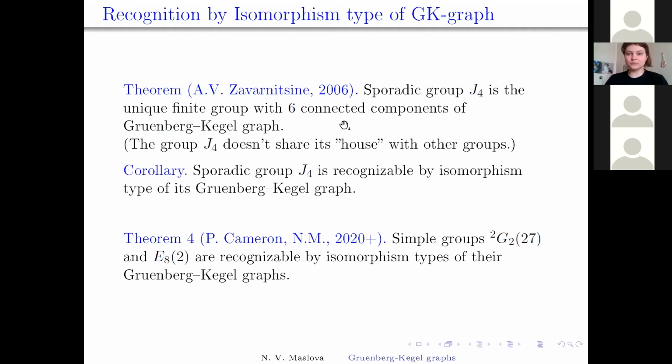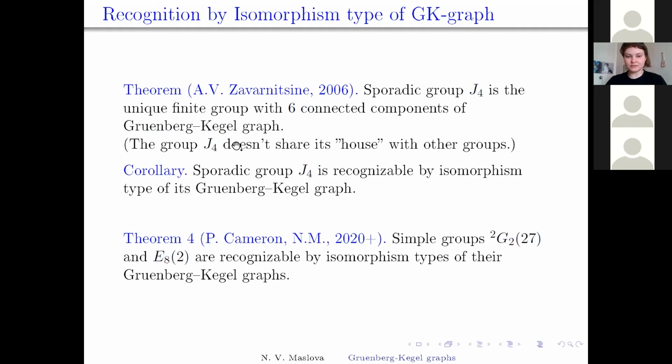He has proved that the sporadic simple group Janko J4 is the unique finite group whose Gruenberg-Kegel graph has 6 connected components. So as a corollary, we conclude that the finite simple sporadic group of Janko, J4, is recognizable by the isomorphism type of its Gruenberg-Kegel graph.